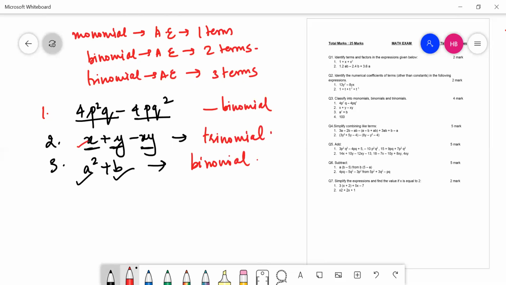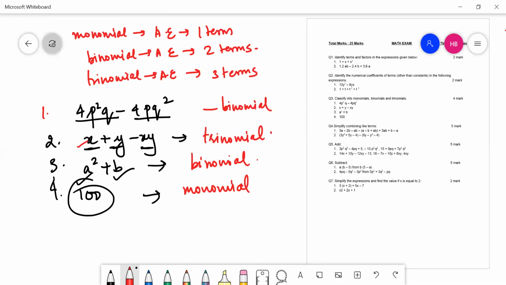Let's now look at the fourth question, 100. 100 is just a single term. There is no plus and minus sign in this, and that's why it's just a monomial. And it's an algebraic expression because it's made up of constant. So it's a monomial term. So these are your answers.